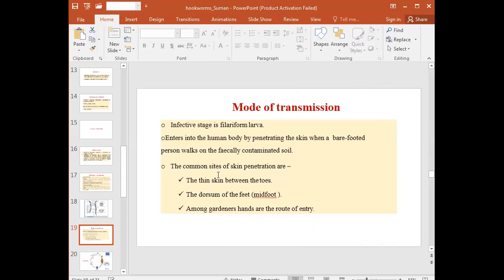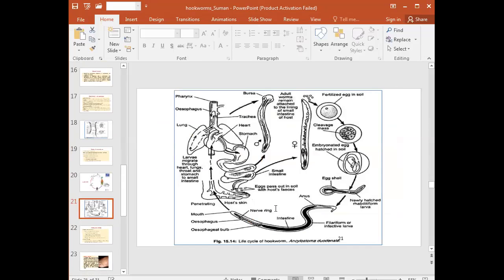Here you can see the common sites of skin penetration, how they penetrate. Mostly they penetrate the toes and the dorsum, the midfoot region of the feet, and among gardeners they can enter through the hands also. So the hands are also a route of entry of this parasite. And these are the different forms of the parasite, how they hatch from eggs into different forms of larvae. This is the rhabditiform, and this is the filariform larva, the most infective form of larva. It infects the host through bare feet or maybe through the skin of the hand.